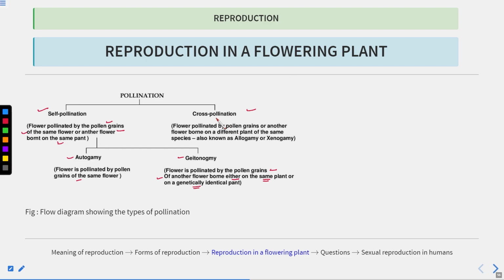Whereas what is cross-pollination? The flower is pollinated by pollen grains of another flower born on a different plant of the same species. Now it can be of two types, allogamy and xenogamy. You don't need to go into detail, you just have to remember it is of two types, allogamy and xenogamy. So this is a flow chart showing you the types of pollination. Clear?